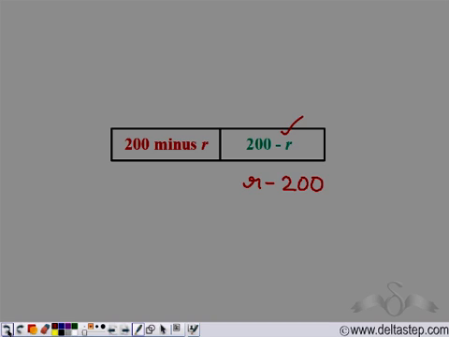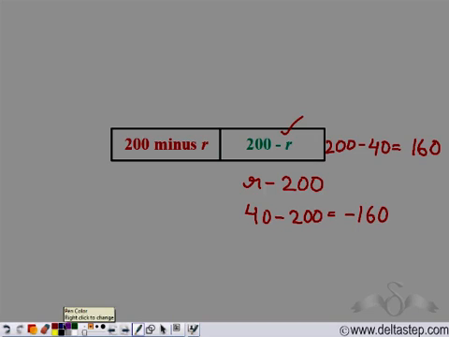Say for example, you spend rupees 40 on rides. So in this case, the amount left with you will be 200 minus 40, which is equal to 160. Over here, it will be 40 minus 200, which is equal to minus 160. This is not equal to this. So these two quantities are not equal.